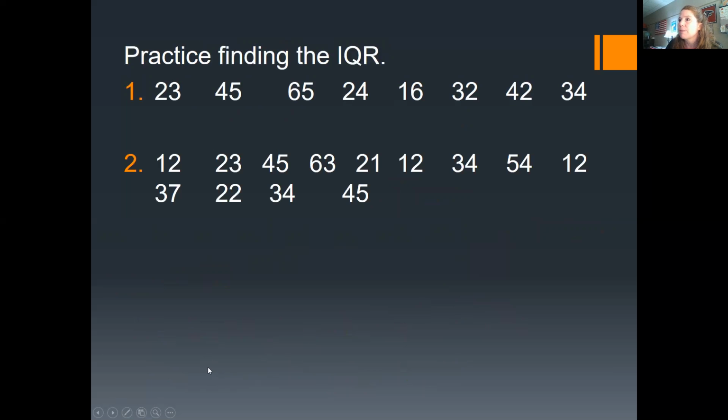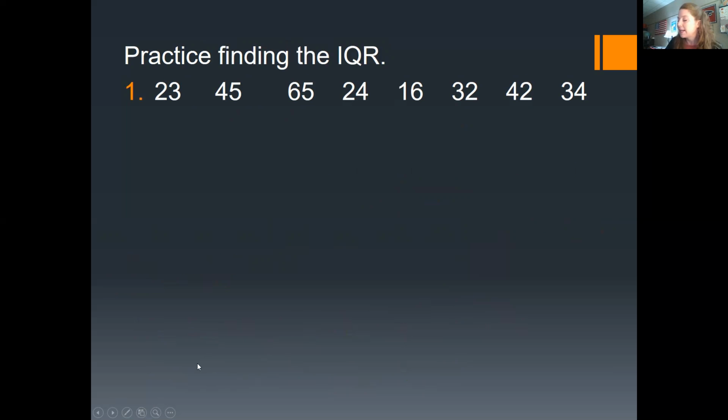Do y'all remember how to use your calculators to find this information? Let's review that real quick. First of all, clear your calculator, hit clear and on at the same time. Hit your data button, and then we're going to type in all these numbers. So we got 23, enter, 45, enter, 65, enter, 24, 16, 32, 42, and 34. And then you hit the second button and data again.